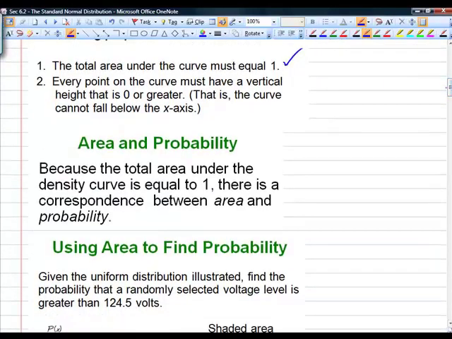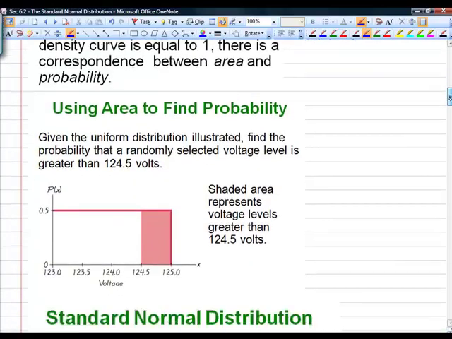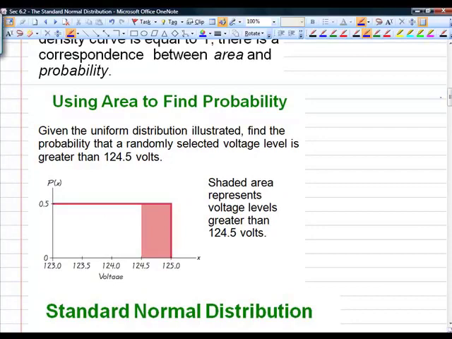Now, hopefully this reinforces the connection between area and probability. Because the total area under the density curve is equal to 1, there is a correspondence between area and probability. Remember, the probability of the sample space, which is the total possible outcome for everything that we're studying, is equal to 1. And since the total area under the curve is equal to 1, that creates this correspondence between these two concepts. And we can use that then to help us find probabilities. We can use area to help us find probabilities.